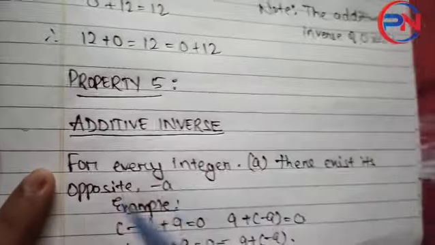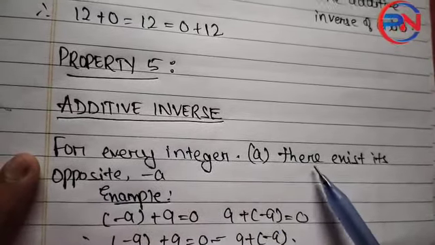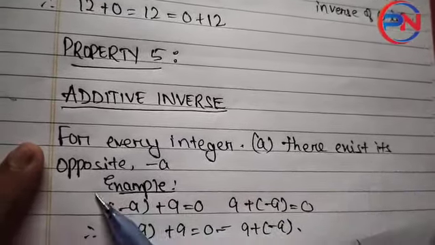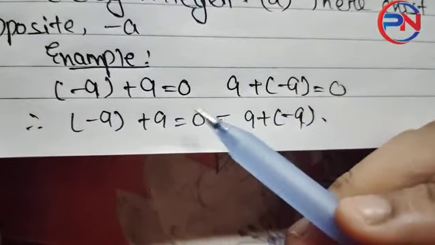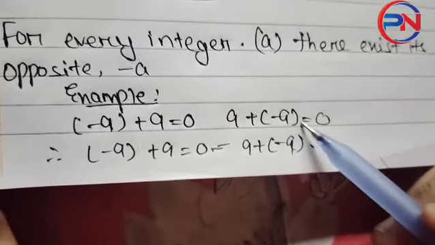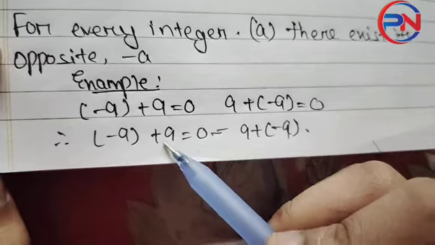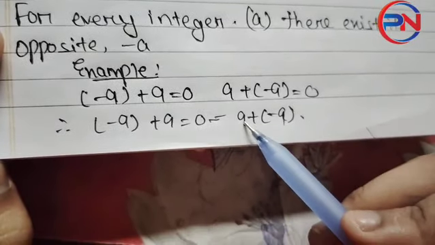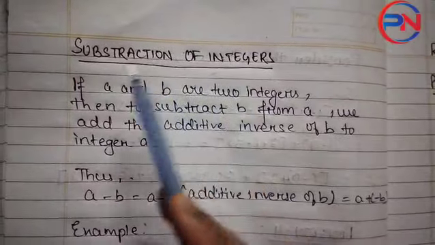Property 5, additive inverse. For every integer a, there exists its opposite minus a. For example, minus 9 plus 9 is equal to 0, 9 plus minus 9 is equal to 0. Thus, minus 9 plus 9 is equal to 0 is equal to 9 plus minus 9. Now let's move on to subtraction of integers.